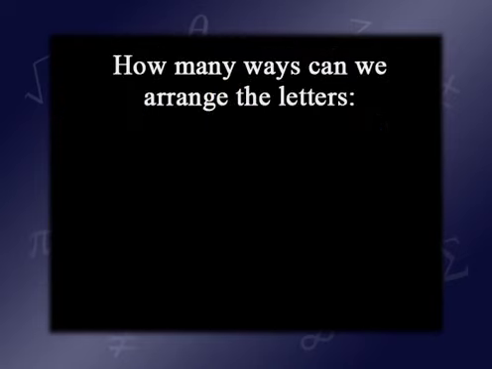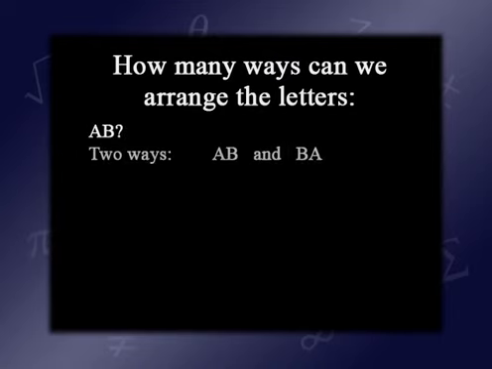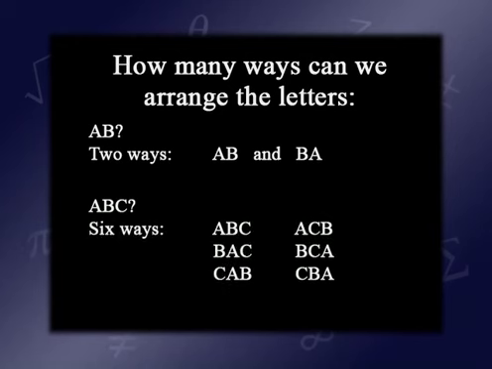We'll start with simple questions, like how many ways can I arrange a bunch of letters? The letters A and B can be arranged 2 ways: A, B, and B, A. How about A, B, and C? Those could be arranged 6 ways, because we have ABC, BAC, CAB, ACB, BCA, CBA, as presented here. So there are 6 ways of doing that.